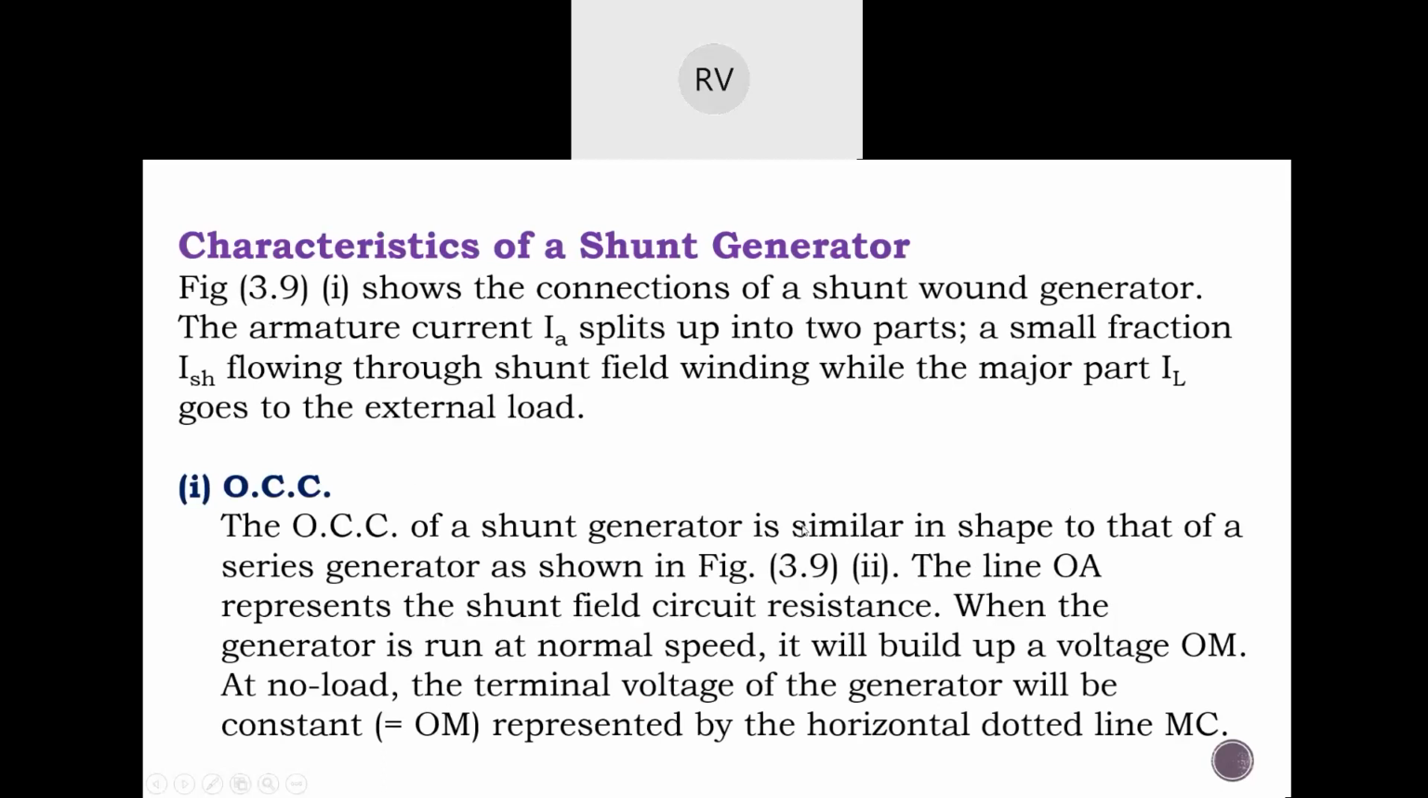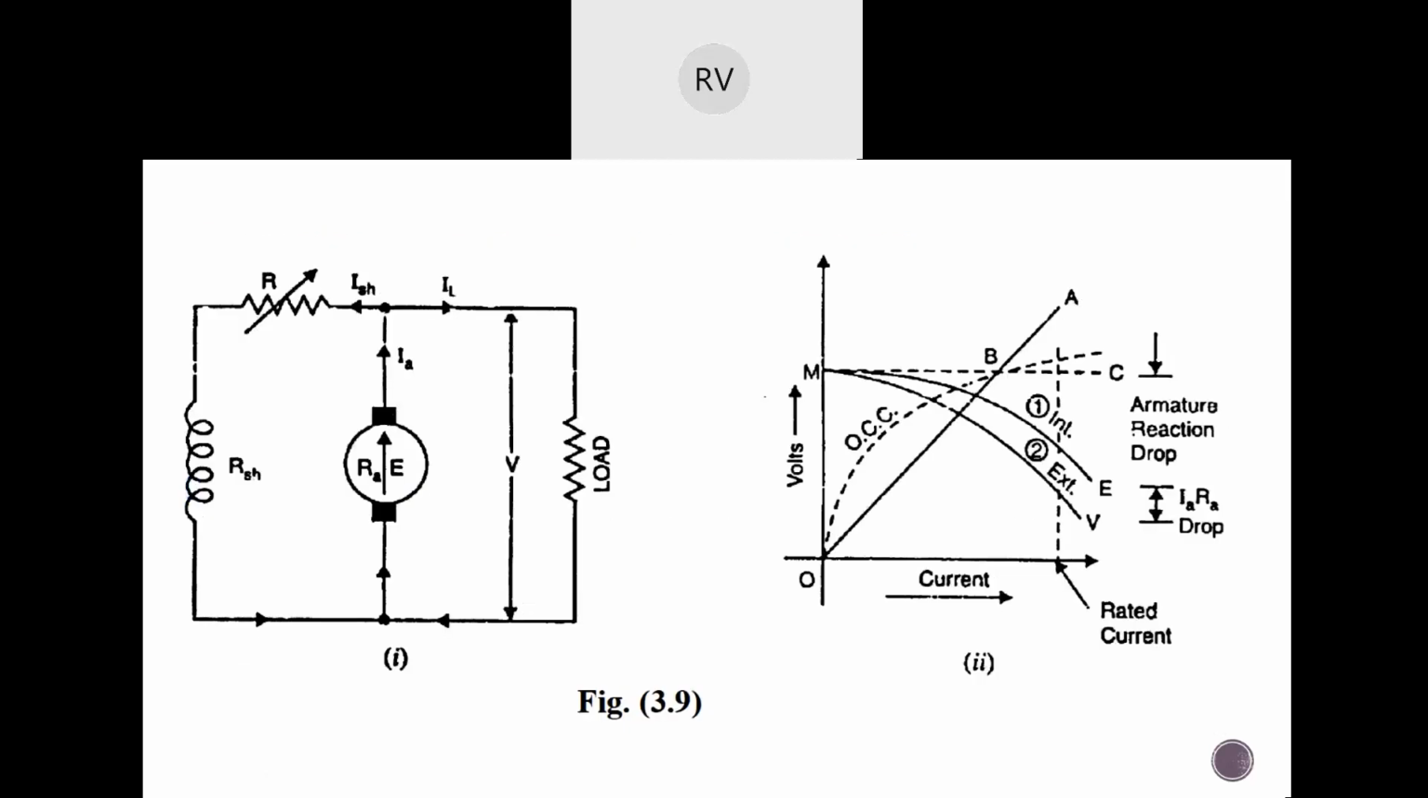Now the line OA represents the shunt field circuit resistance. When this generator is run at normal speed, it will build up a voltage OM. OA represents just the shunt field resistance line. I am again repeating, it is not the critical field resistance, it is the shunt field resistance line, a general resistance line for the machine. If you know the shunt field resistance of the machine, you can plot this line OA. The point at which OA meets the OCC gives us the maximum voltage that can be built up in the machine.